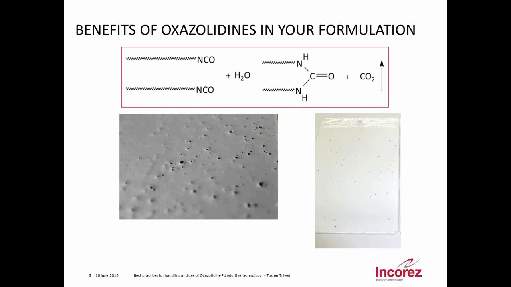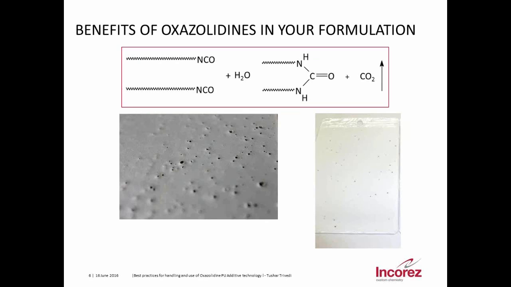When isocyanate reacts with atmospheric humidity, or the moisture from the raw materials, particularly from pigments and fillers, it generates carbon dioxide gas. And this carbon dioxide gas is the main reason you see these defects, pinholes and blisters. It gives you very poor film integrity and also a aesthetically bad appearance. So now, how does oxazolidine resolve this issue?